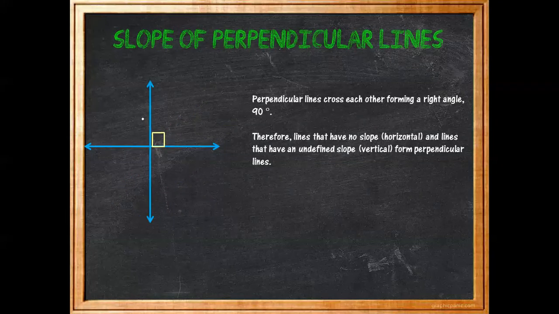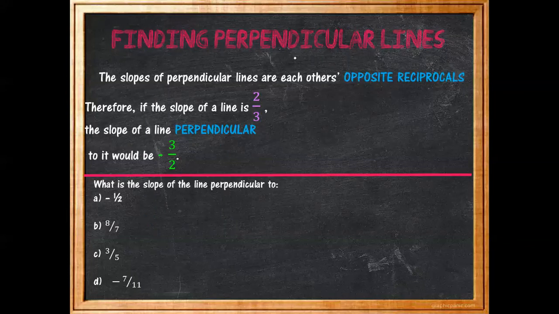For perpendicular lines, remember, perpendicular lines are lines that cross and form a right angle, which is 90 degrees. Therefore, lines that have no slope or zero slope, which is this horizontal line right here, and lines that have an undefined slope, which is this vertical line right here, form perpendicular lines. In order to find the slope of perpendicular lines, given the slope of one of the lines, you are going to find the opposite reciprocals.